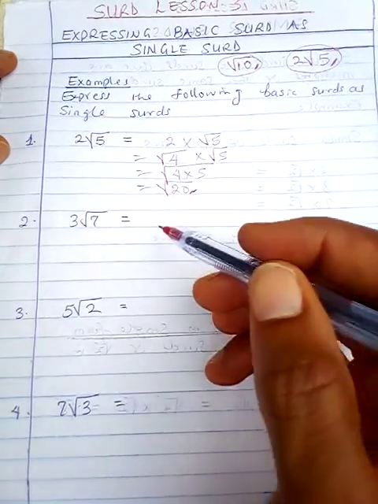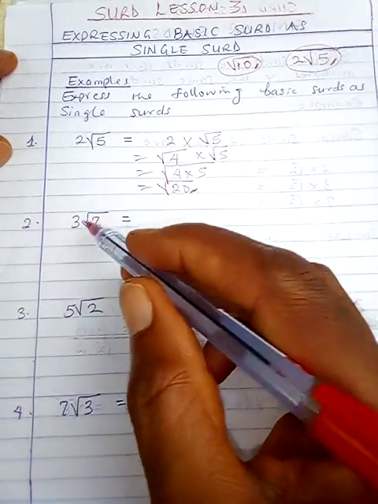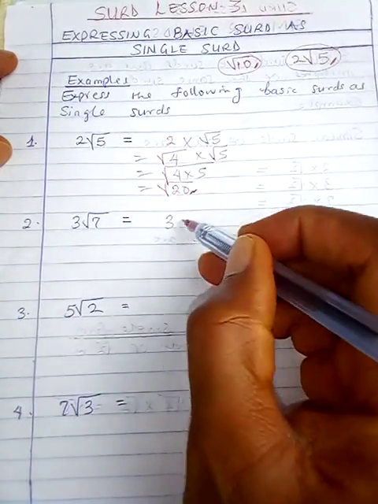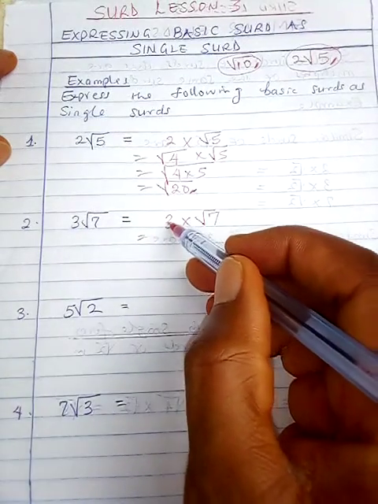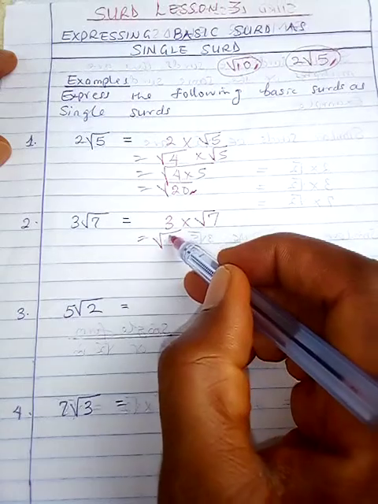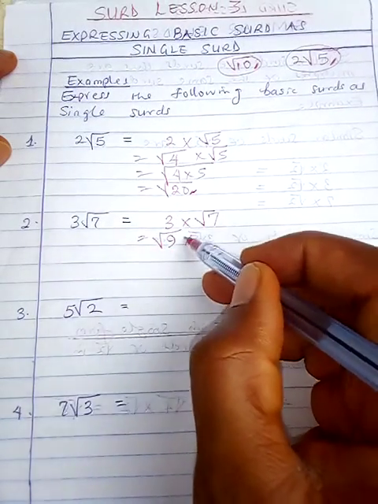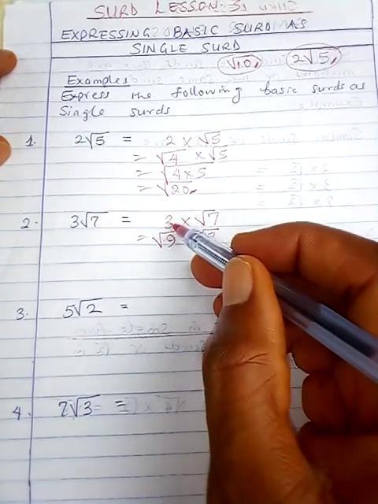And also let us see the next example that says 3√7. Let us expand it into this form, and then we are going to square this number, and when you square this number, it's going to give us 9. Then we're going to put it in the square root. That is √9 times √7. Actually, √9 is the same as 3. That's why we can put this.